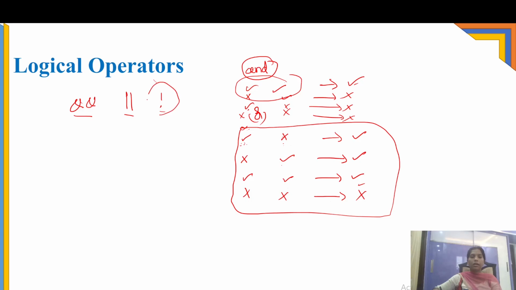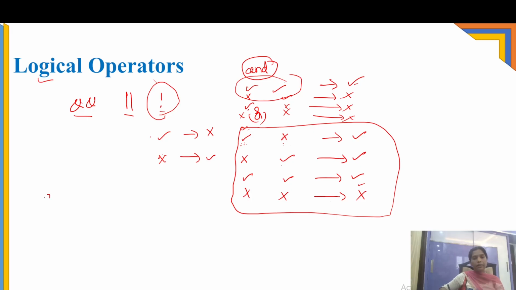And NOT is the reverse of that. For example, true will be turned into false, false will be turned into true. So what is logical AND? Where do we use logical AND? Logical operators are used in between two statements.